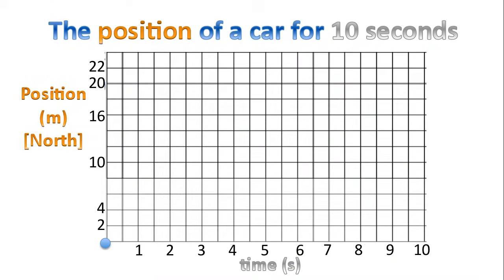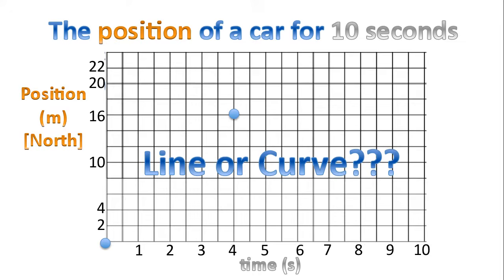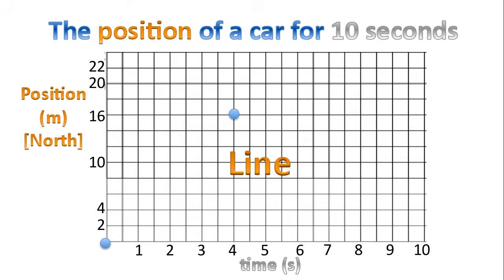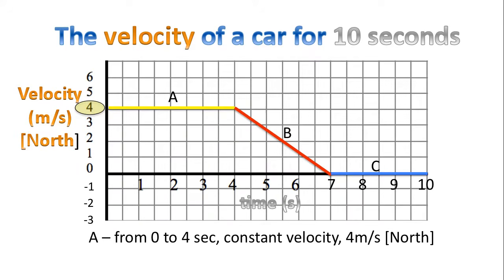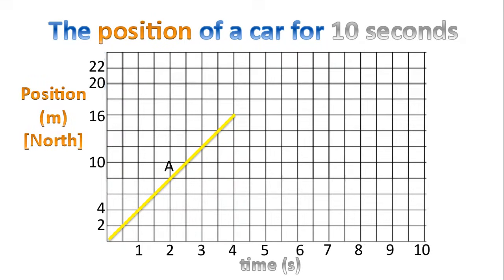For all of these graphs, we always start off with our initial position at the origin, at 0. So at 4 seconds, the object is at 16 meters. Do we use a line or a curve to connect those 2 points? Well, we end up using a line. And so how do we know that? Going back to the velocity time graph, from 0 to 4 seconds, it's constant velocity. And constant velocity on a position time graph is a line.